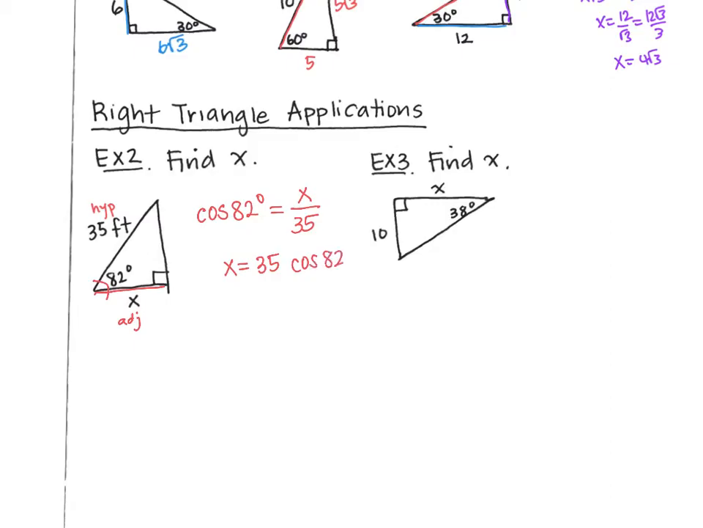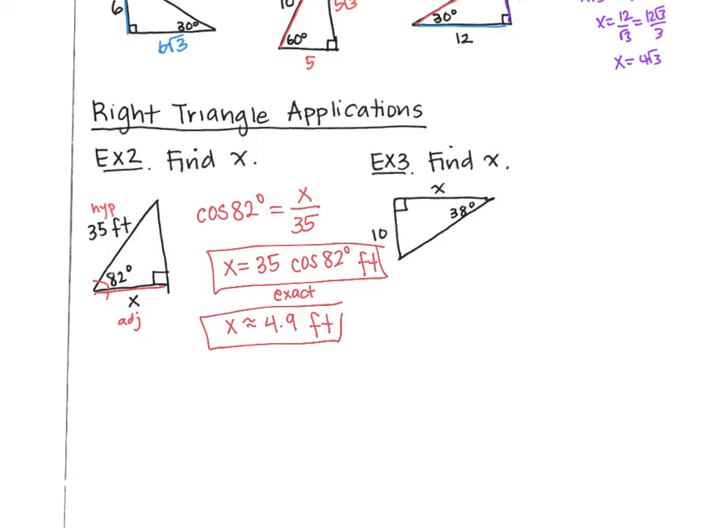If I multiply by 35, the 35 cancels, and then I get x equals 35 times the cosine of 82 degrees. Now if I didn't have a calculator and I wanted an exact answer, I would just throw some units on there, and that would be an exact answer. If you are asked to approximate this, as WebAssign often does, I'm going to say x is approximately, and then I'm going to put this in my calculator. Make sure that your calculator is in degree mode when you enter 35 cosine 82 degrees into your calculator. It should give you about 4.9 feet.